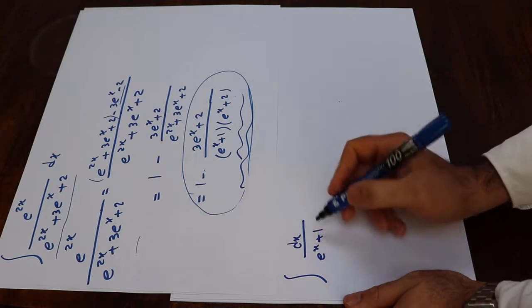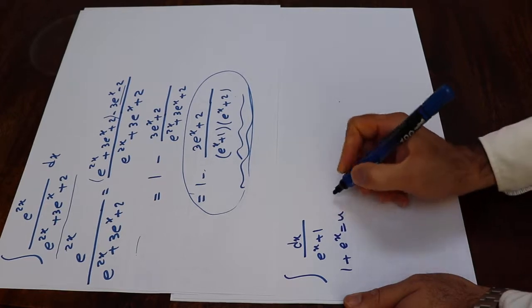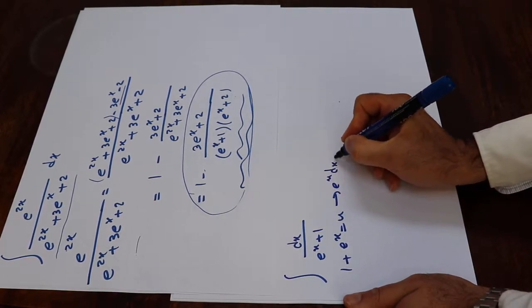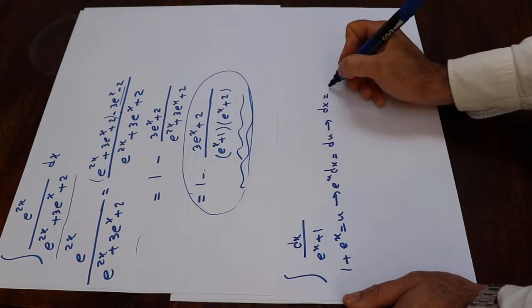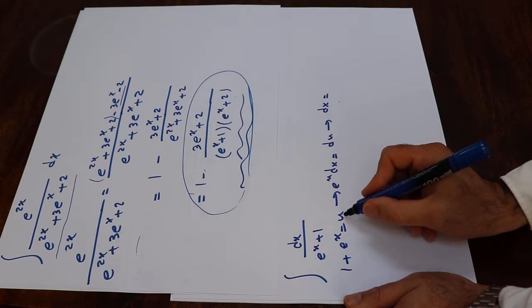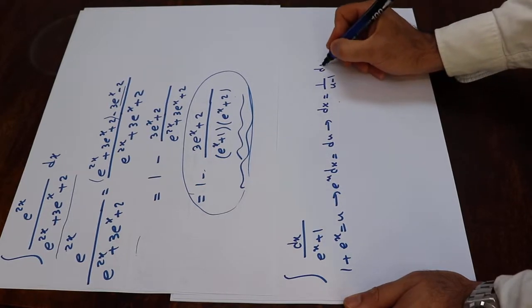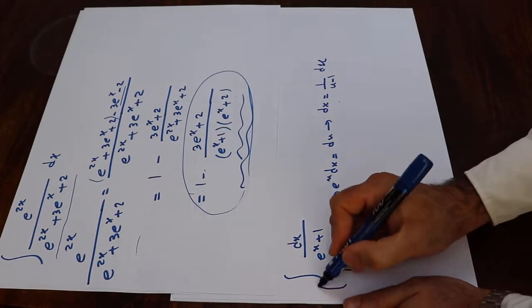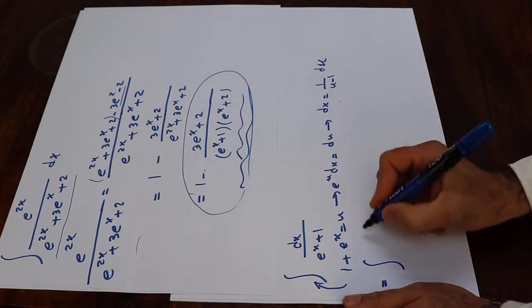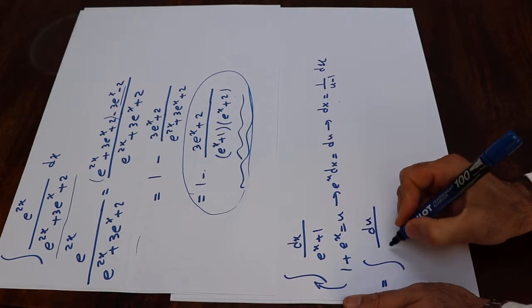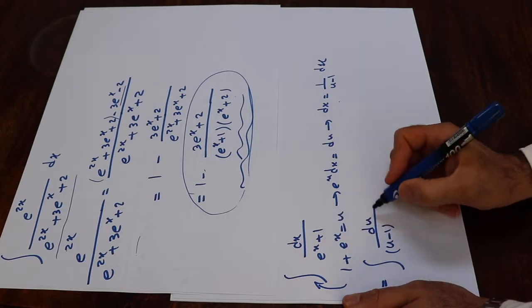This integral you can solve using the substitution rule. If you define 1 + e^x as u, therefore e^x dx will be equal to du. Therefore dx will be equal to 1 divided by e^x du, and e^x is equal to u - 1, therefore dx is 1 divided by (u - 1) times du. Now if you substitute this into the integral, instead of dx, I write du divided by (u - 1), and e^x + 1 is equal to u.